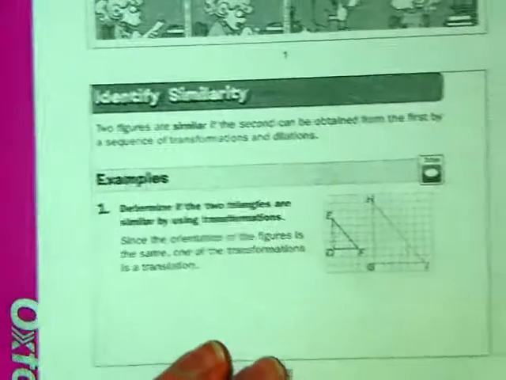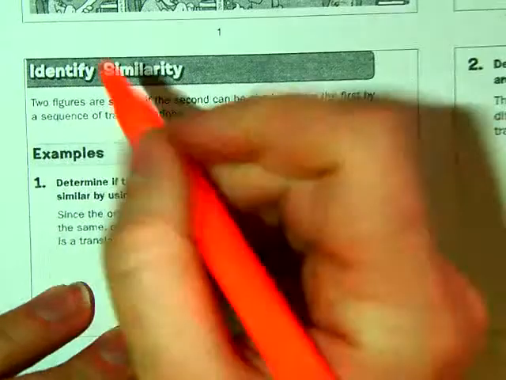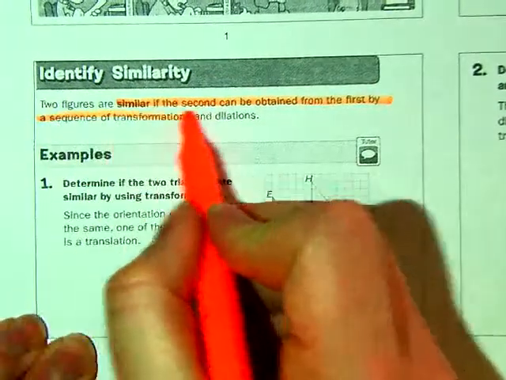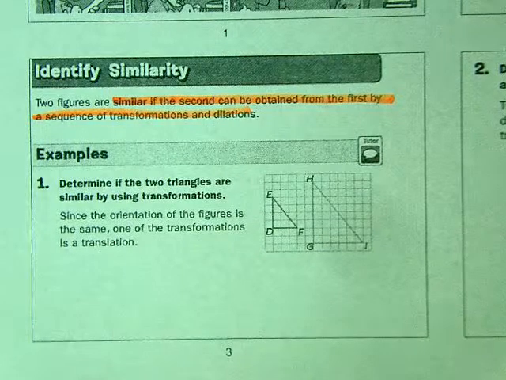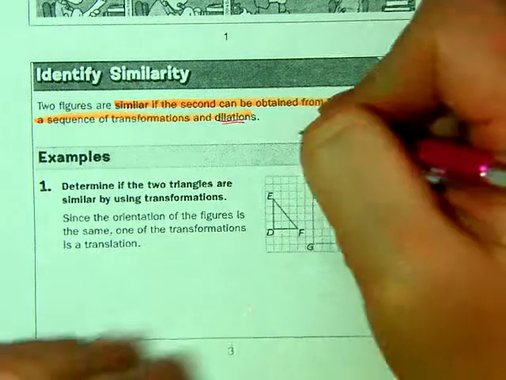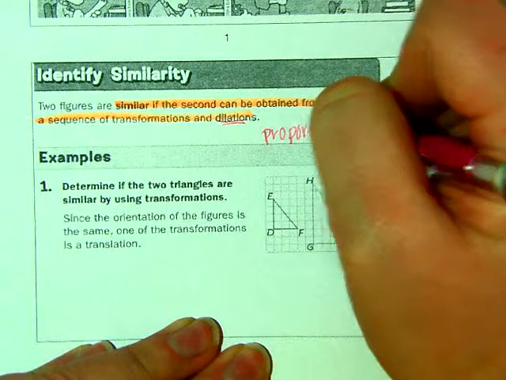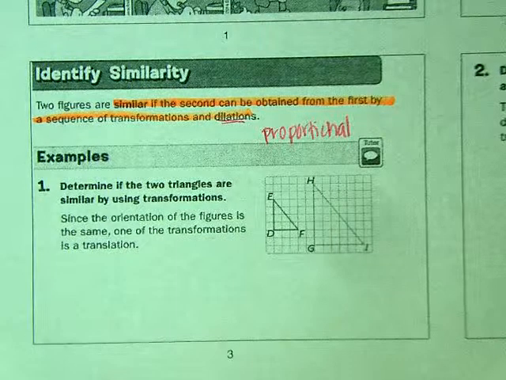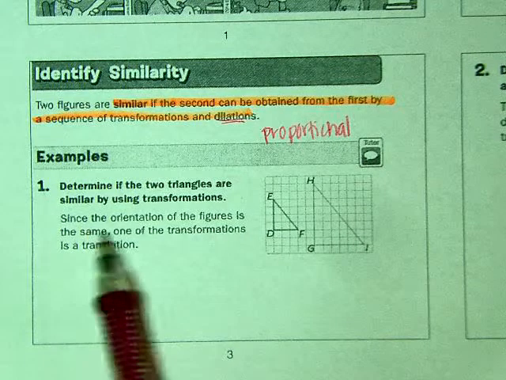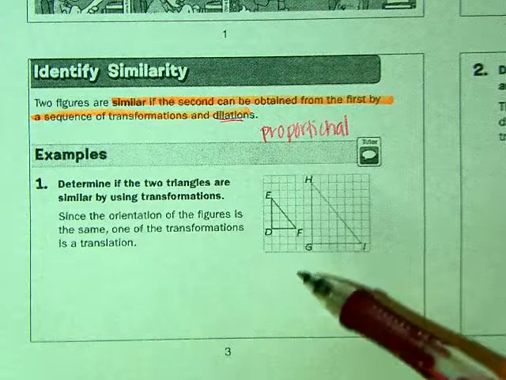Okay, so slide 3. It says 2 figures are similar if the second can be obtained from the first by a sequence of transformations and dilations. So this one we're going to focus on dilations as well. And they have to be, I'm going to write the word here, proportional to be similar. The sides do. So it says determine if the 2 triangles are similar using transformation. It gives us a hint. Since the orientation of the figures is the same, one of the transformations is a translation.